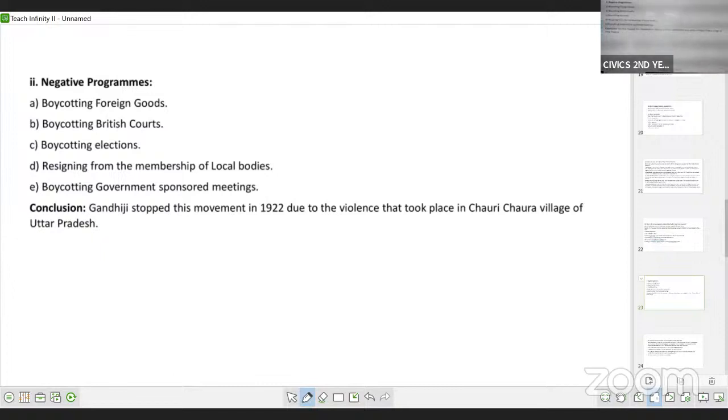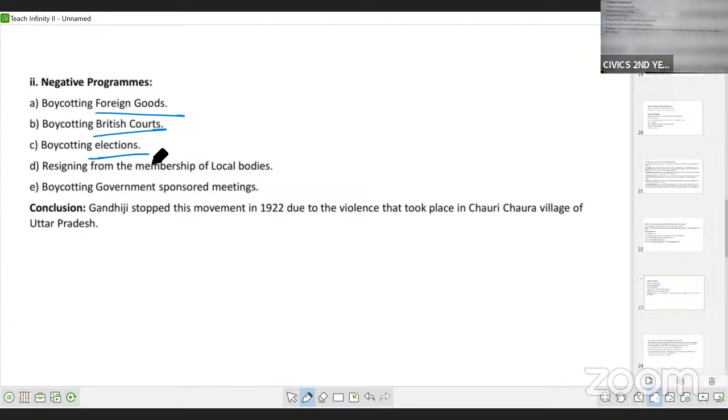Now coming to negative programs. What are the negative programs? See, we encouraged use of Swadeshi goods, so we boycotted foreign goods. Foreign goods were boycotted. Then British courts were boycotted. Then we also boycotted the elections to the local bodies.